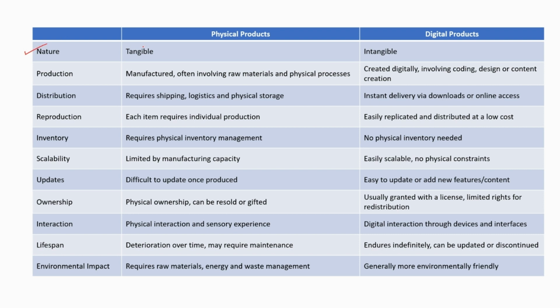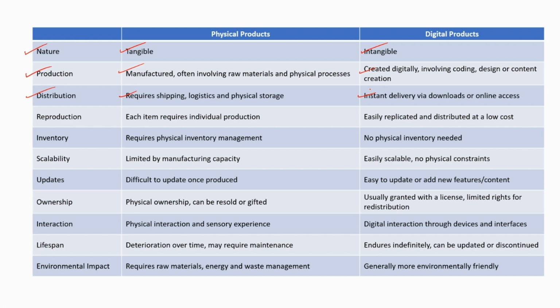By nature, physical products are tangible. This means we can touch and feel the physical products. Whereas digital products are intangible. We cannot feel or touch the digital products. Production. Physical products are manufactured, often involving raw materials and physical processes. Whereas digital products are created digitally, involving coding, design or content creation. Distribution. Physical products require shipping, logistics and physical storage. For digital products, instant delivery via downloads or online access.